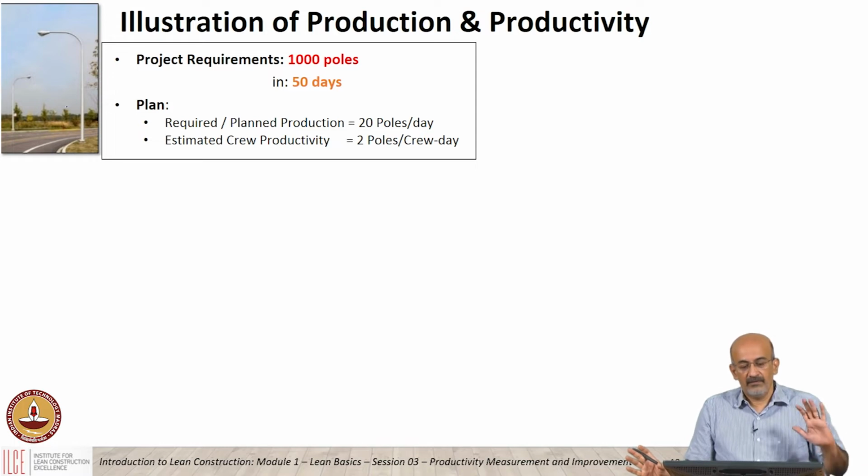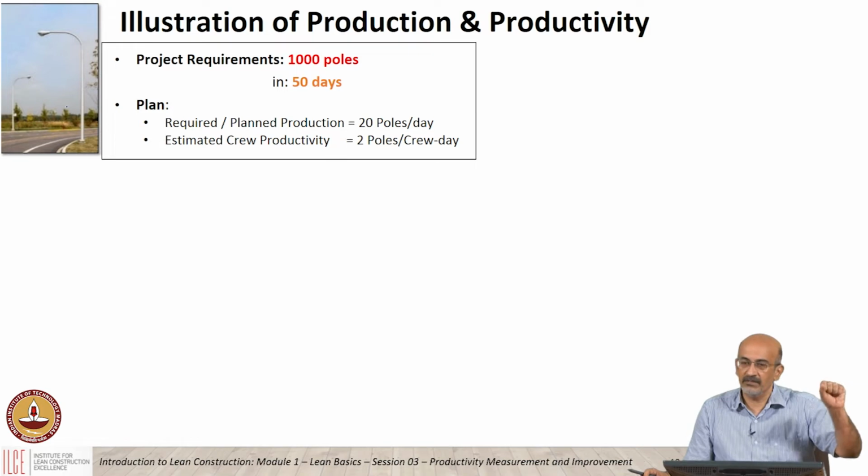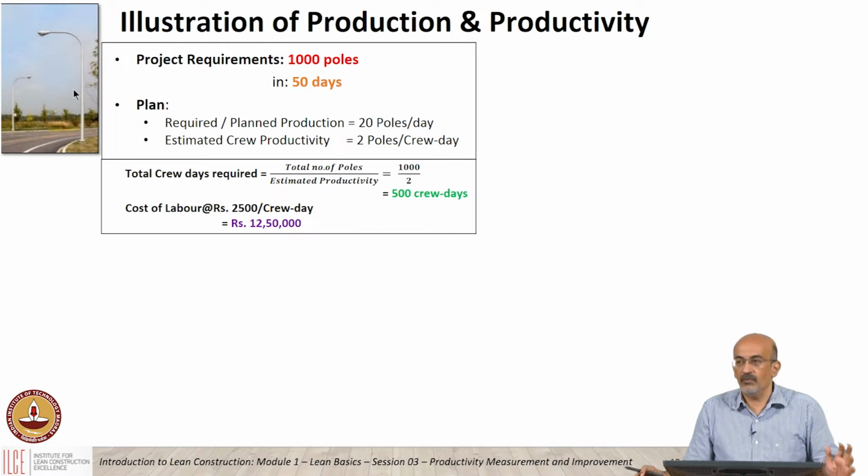And based on data, we are saying that a crew which we are mobilizing for this job can install up to 2 poles per day. That is, I'm taking it at crew level. The crew might be 2 workers, 2 helpers, whatever, we are just taking it in abstract form, can do 2 poles per crew day. Also giving you a little more information: if you take the total crew days required, it's 500 crew days.